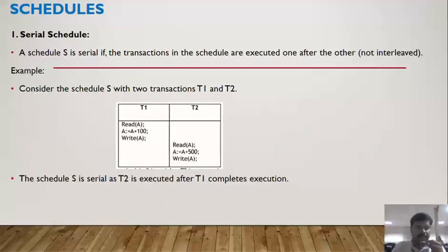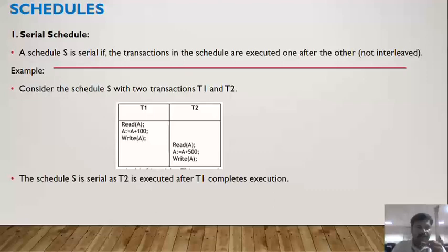Serial schedule, as the name indicates, is a serial way of execution. You can see in this diagram there are two transactions, T1 and T2. T1's first line is read of A, second line A equals A plus 100, third is write of A. After completing all three steps of T1, it will go for T2. T2's first line is read of A, then A equals A plus 500, then write of A.